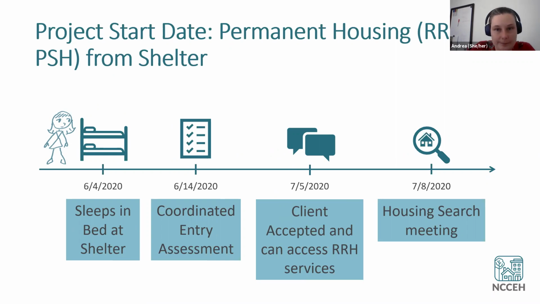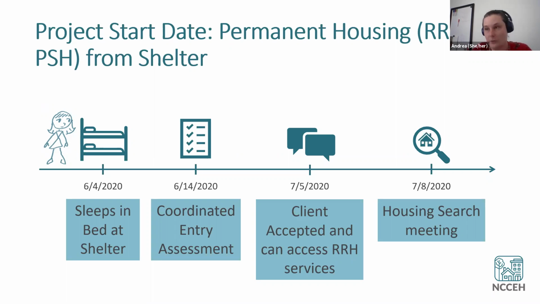We've got when Henrietta actually starts from shelter and then starts working with a permanent housing project. What is her start date here? So Henrietta's sleeping at the shelter, has that coordinated entry assessment, maybe a yes to that, and then accepts and can access rapid rehousing services. And then on the 8th, she has that housing search meeting.